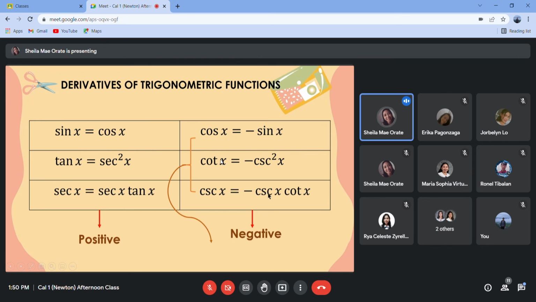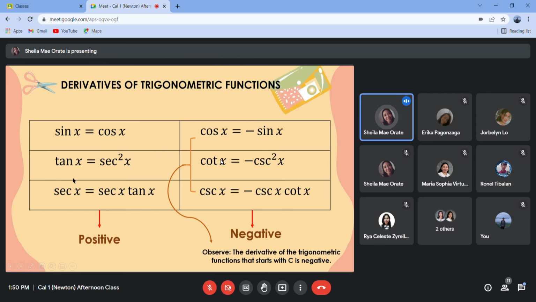As you can observe, the derivative of the trigonometric functions that start with c is negative. Observe cosine x, negative sine x. Cotangent x, its derivative is negative cosecant squared x. Then cosecant x, its derivative is negative cosecant x cotangent x. Okay, so puro sila negative diri nga side.